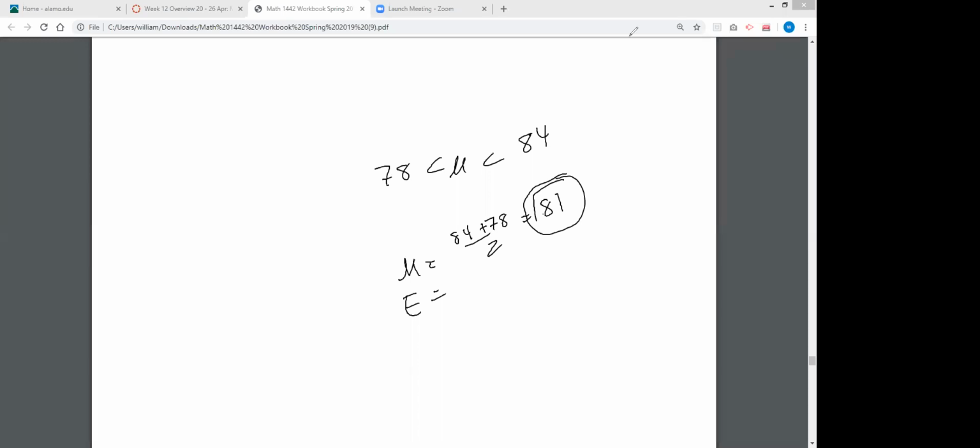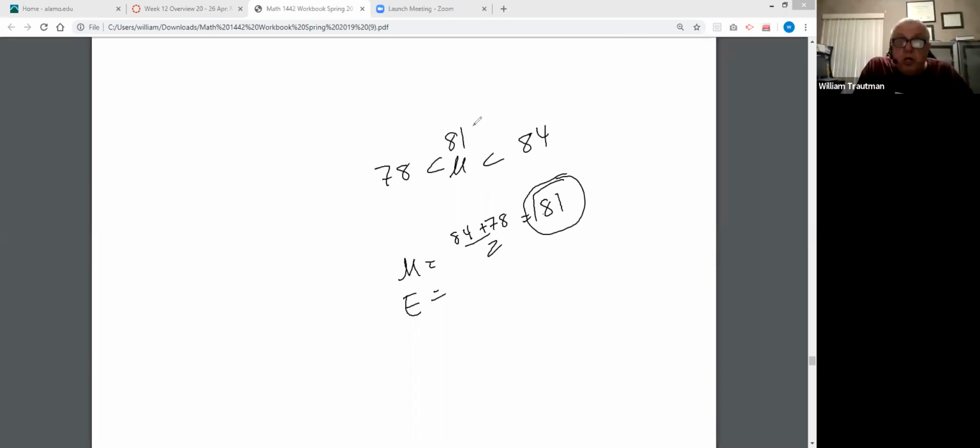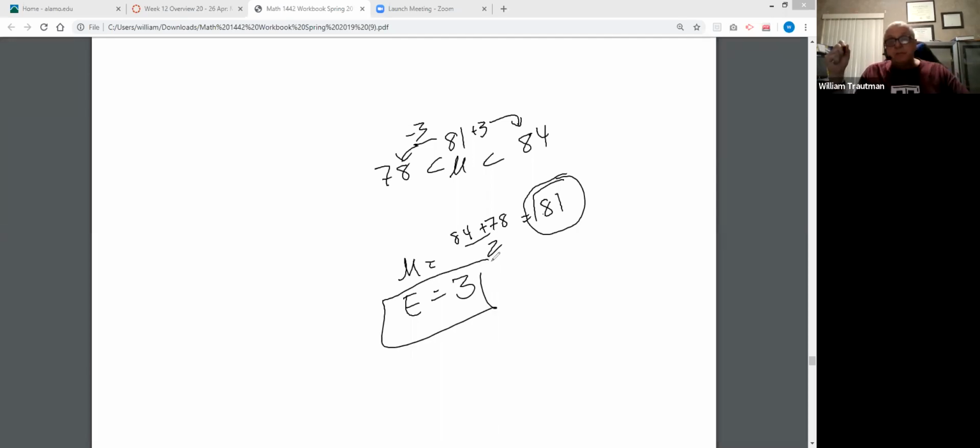So what's the margin of error then? 3. Yeah, it's 3. Do you see? If this is 81, if I add 3, I get 84. If I subtract 3, I get 78. The margin of error is 3. So first you find the mean, the average between the two, and then going to the right, you add it, and going to the left, you subtract. You should be getting the same number on both sides. That's pretty much 7.1.